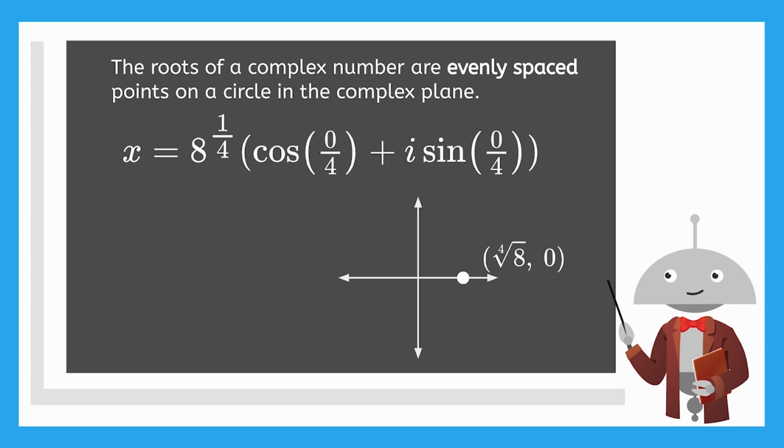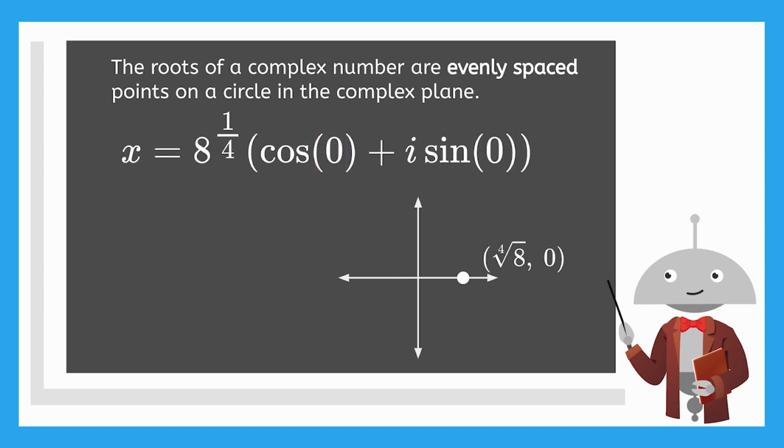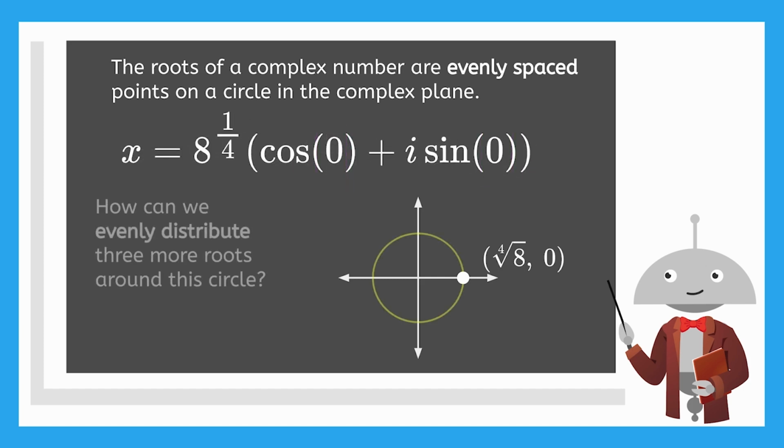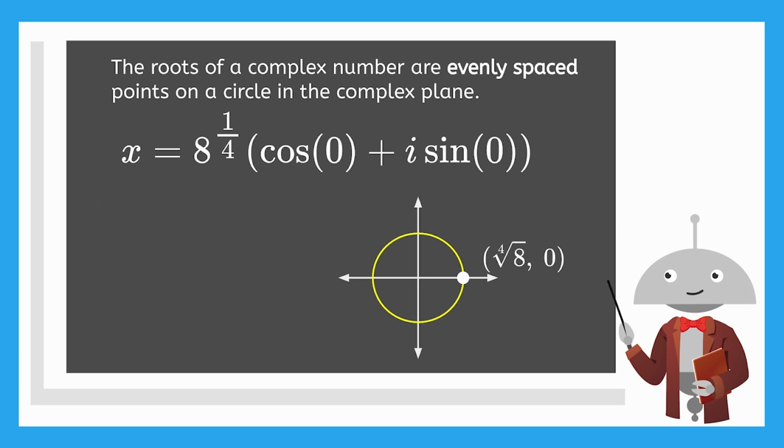And at 0 degrees, since 0 over 4 is just 0, how would I distribute 3 more roots around this circle? To get 4 roots evenly distributed, they will be 90 degrees apart. So here at 90 degrees, here at 180 degrees, and here at 270 degrees. We'll use these angle measures to define the remaining 3 complex roots in polar form.